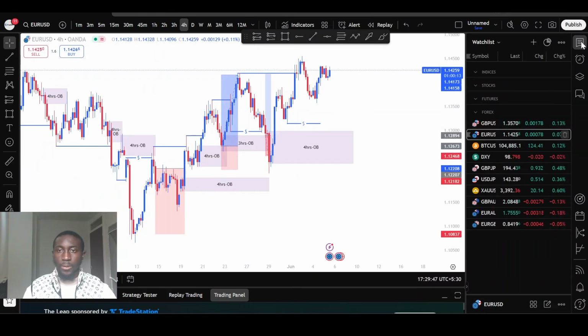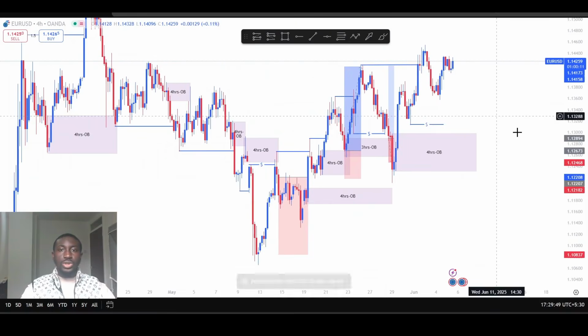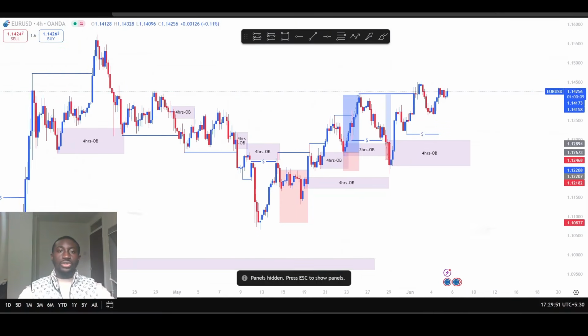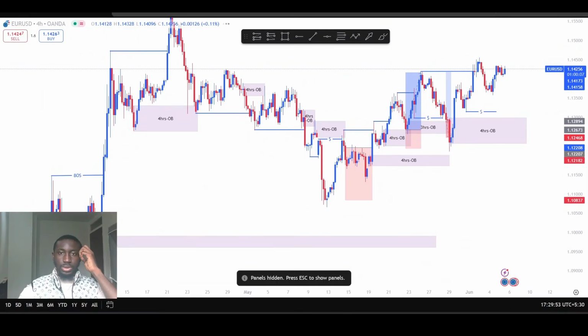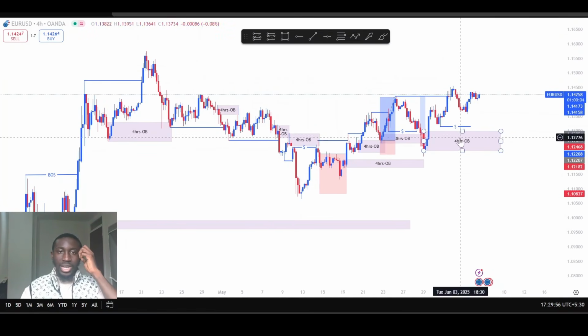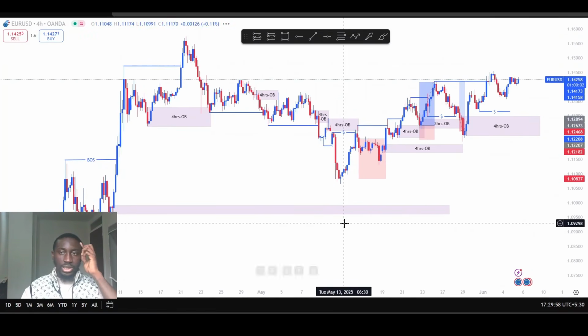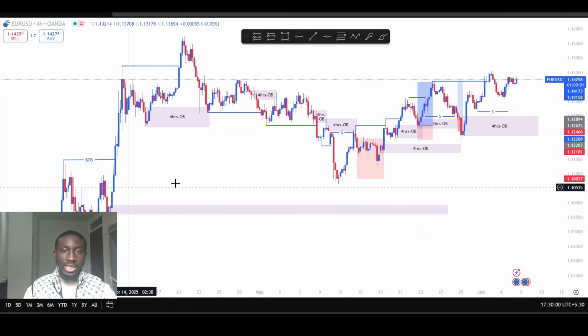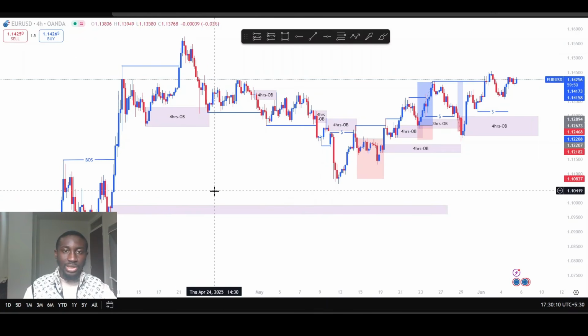Now this is EURUSD. Look at the structure of EURUSD. If you observe, it's still a bullish trend, but now see where price mitigated. This is 4 hours, so don't forget to see where price mitigated, and there's still a fair value gap here, and this is the 4 hours order block.